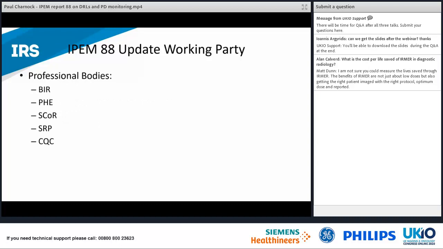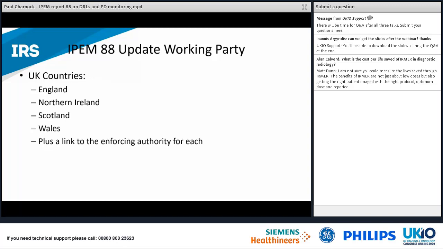And just like the original Report 88, we have links with professional bodies: the British Institute of Radiology, Public Health England, the Society and College of Radiographers, the Society of Radiological Protection, and we have a direct link with CQC. However, in addition to the CQC, we also have links with the enforcing authorities for each of the other devolved administrations, Northern Ireland, Scotland and Wales, and we also have at least one member from each of the UK countries.